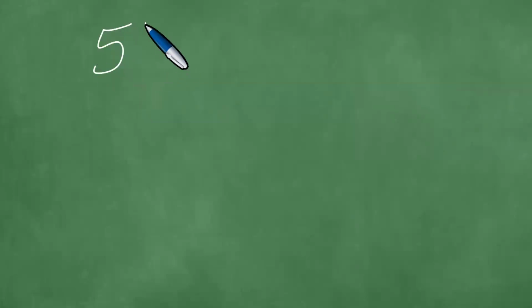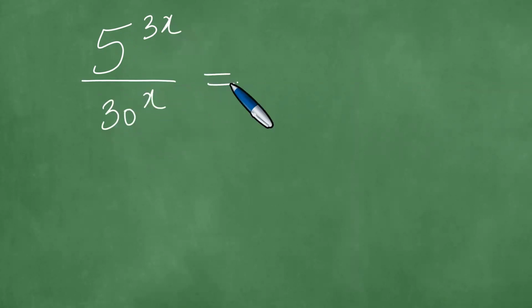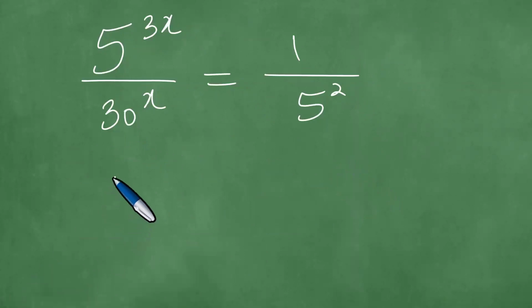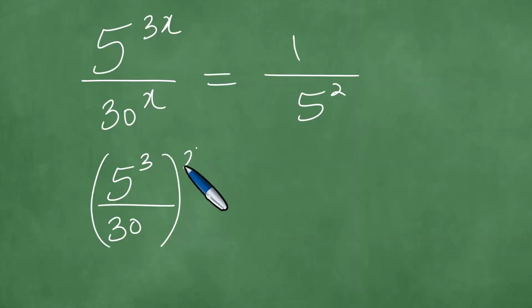So we then have 5 to the power 3x divided by 30 to the power x is 1 over 5 squared. Right, at the point that we have these, 5 to the power 3x divided by 30 to the power x is equal to 1 over 5 squared, which means that you have 5 to the power 3 divided by 30, all to the power x, is actually the same as 5 to the power minus 2, like so.